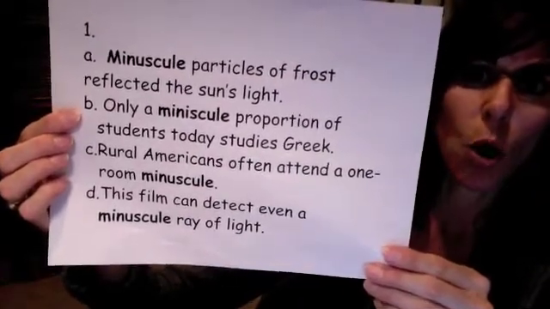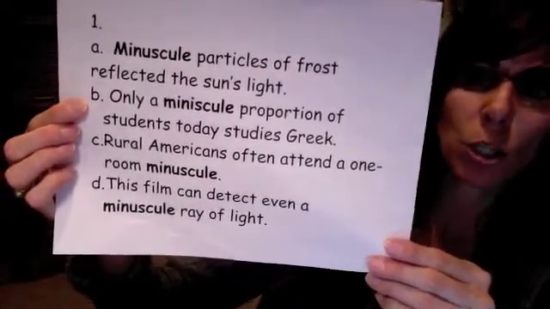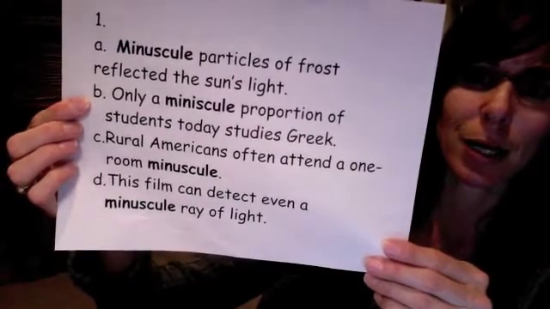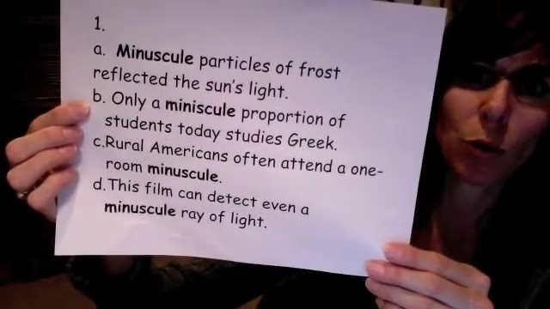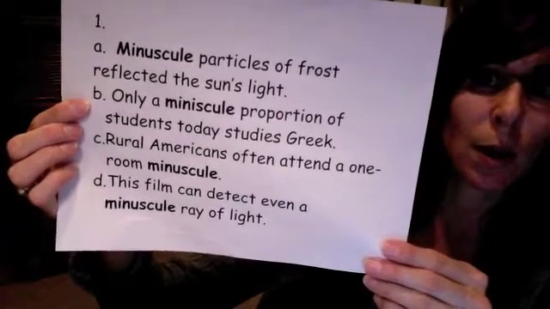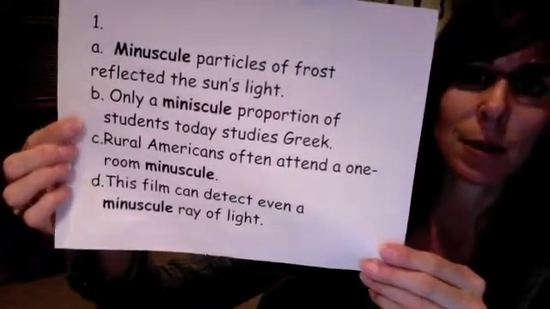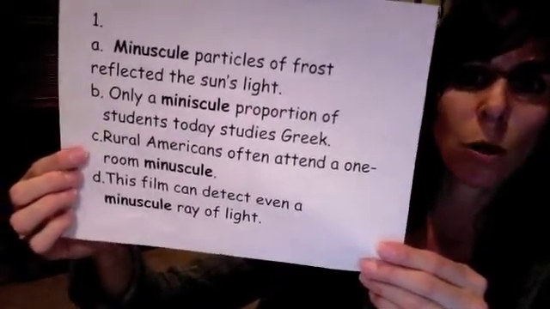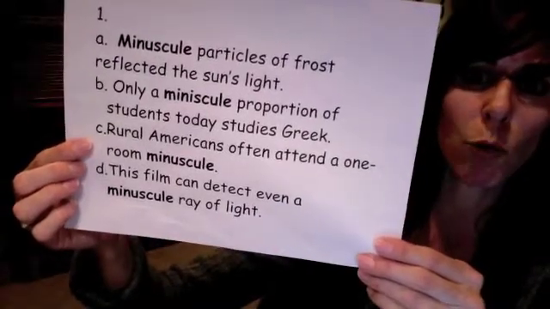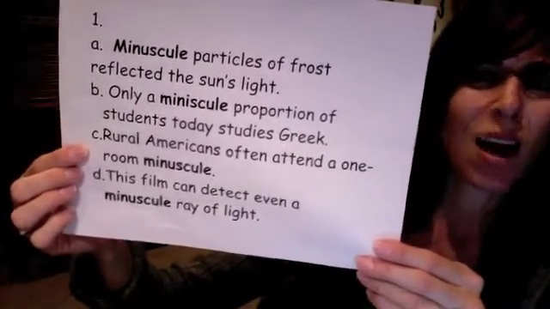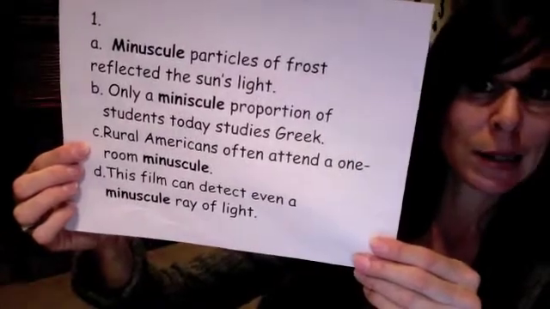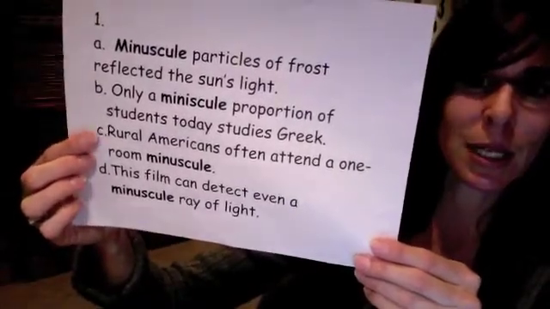Let's look at the next one. Only a minuscule proportion of students today studies Greek. So I could again say only a small proportion of students today, and that makes sense, doesn't it? Let's look at C. Rural Americans often attend a one-room minuscule. A one-room small? No, I don't think so. I think C is not making sense.